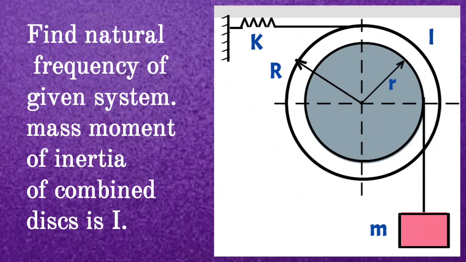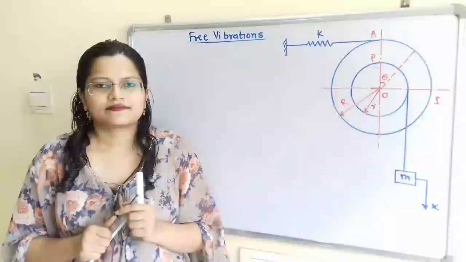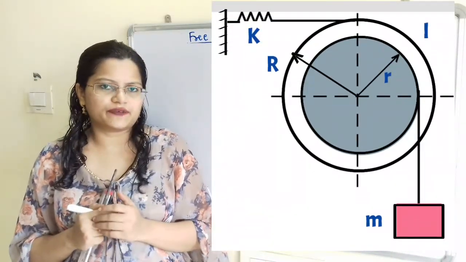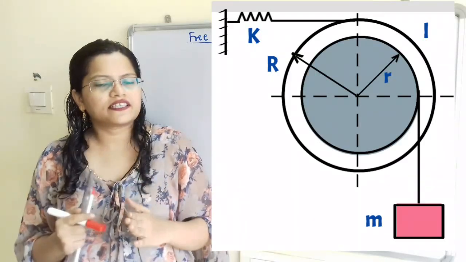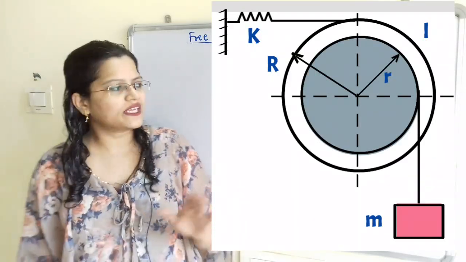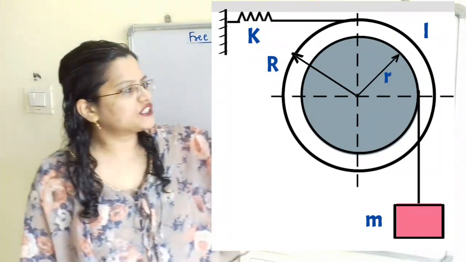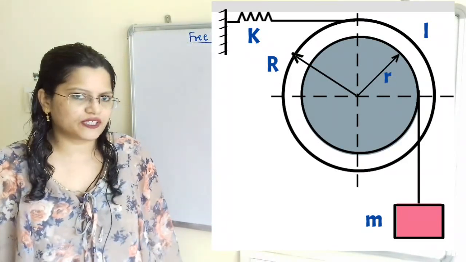Find the natural frequency of the given system. The mass moment of inertia of the combined disk is I. Let us understand the given system. Two concentric disks with mass moment of inertia are given, so this mass moment of inertia I is mentioned in the question.